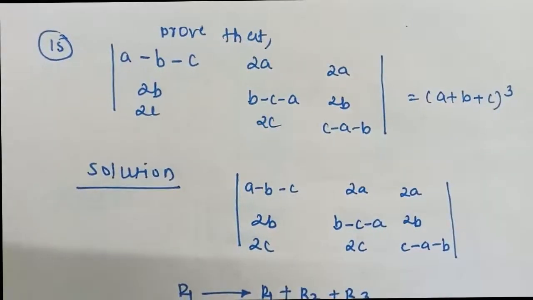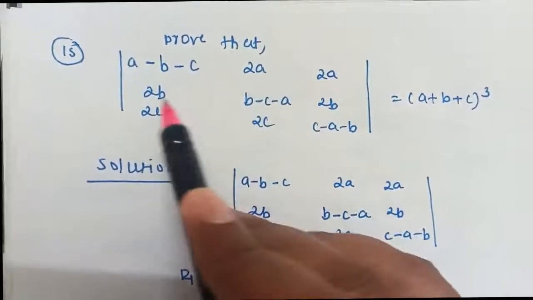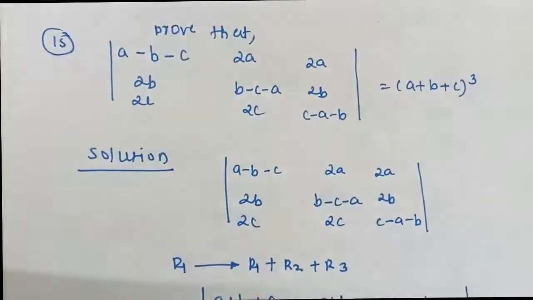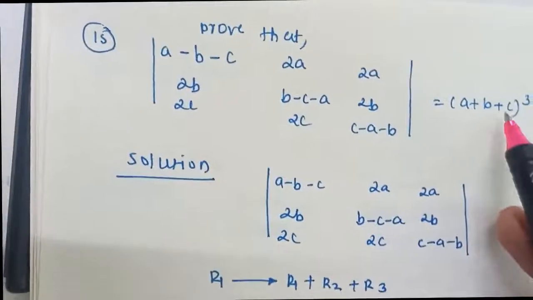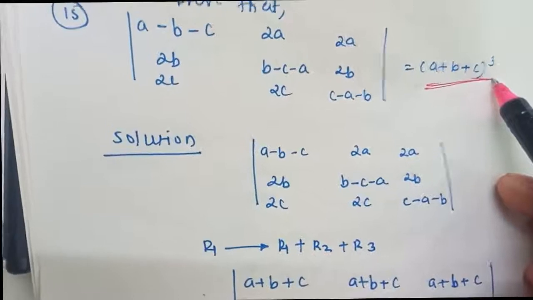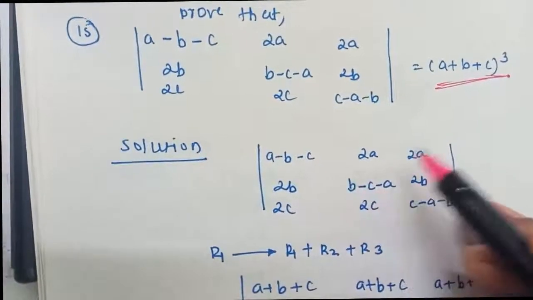Next problem. The first row is a minus b minus c, 2a, 2a; then 2b, b minus c minus a, 2b; then 2c, 2c, c minus a minus b. This is the determinant. We have to prove that it equals a plus b plus c whole cube. See here, a plus b plus c bracket cube means definitely I have to take a plus b plus c common from the rows or columns. That is sure. So I have to convert this into a plus b plus c.